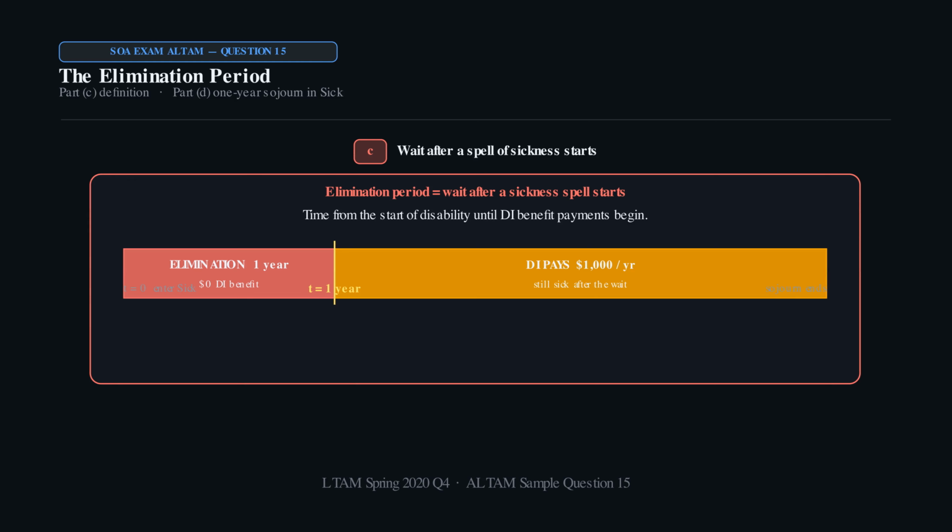Part C is the elimination period. After a spell of sickness starts, the insurer waits before any sick benefit is paid. Time in the waiting window is not reimbursed. Only the remaining sojourn in sick is paid.